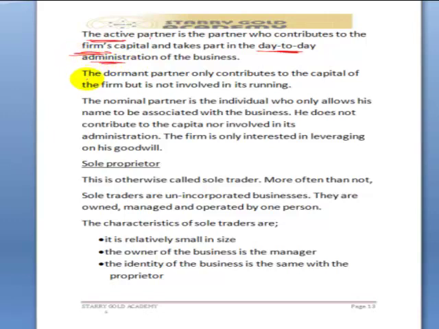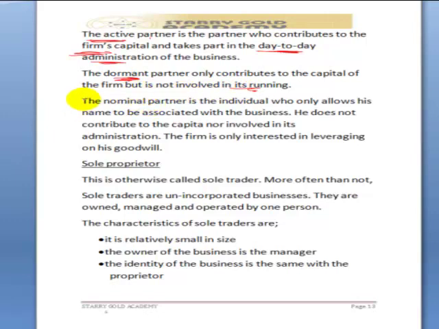The second one talks about dormant partner. The dormant partner only contributes to the capital of the firm, but is not involved in its running. So now, the difference between active partner and dormant partner is that while both of them contribute to the capital of the firm, one is involved in its daily activities. That is the active partner, while the dormant partner is not involved in its daily activities.